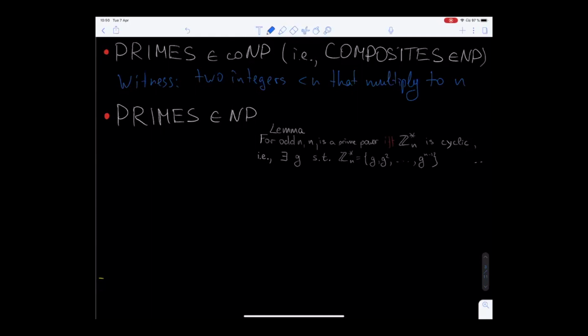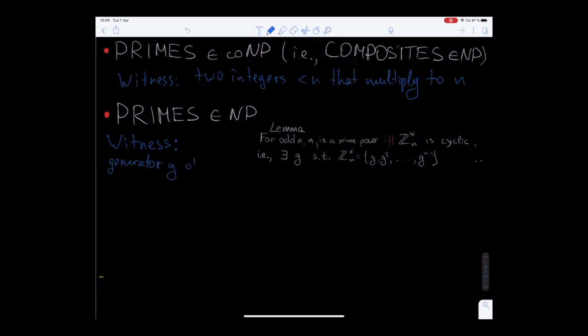And as a witness, this would be the key thing. So now I'll describe a witness which someone should provide us, and after that we can efficiently check whether the number is prime or not. So the witness is a generator G of Zn star.